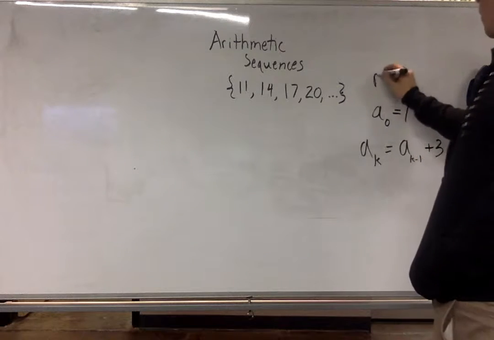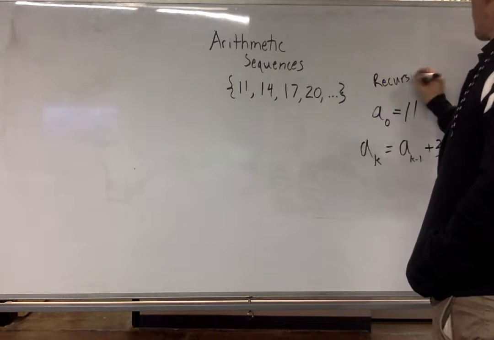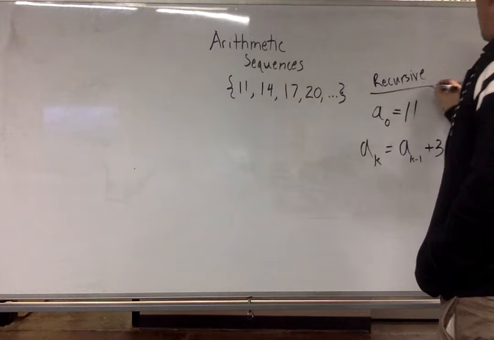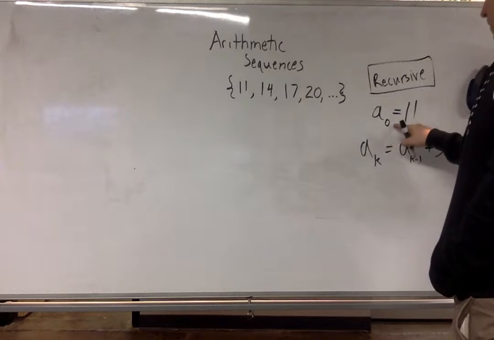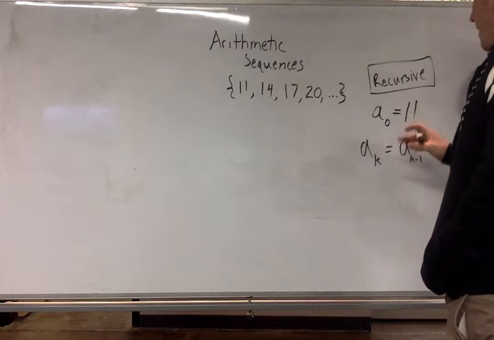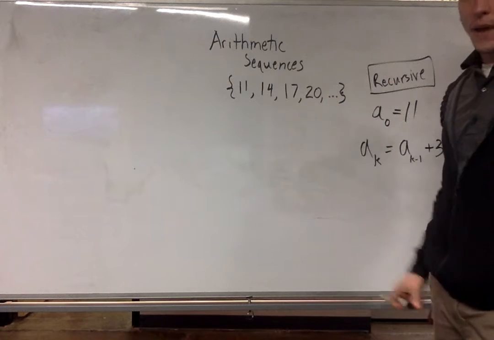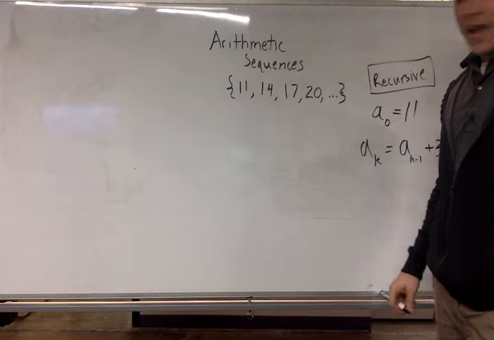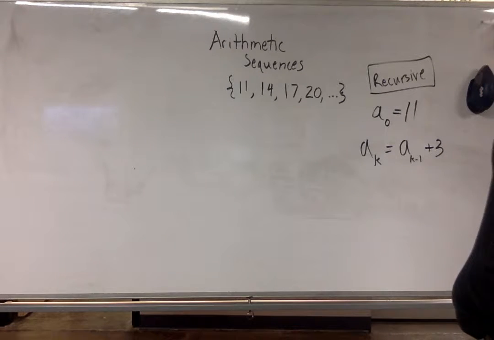So if this is our recursive definition, it has 2 parts, my initial term a sub 0 and my recursive formula. I can use that to figure out what my explicit formula will be. And I'm going to do that. What's the easiest way to do this?